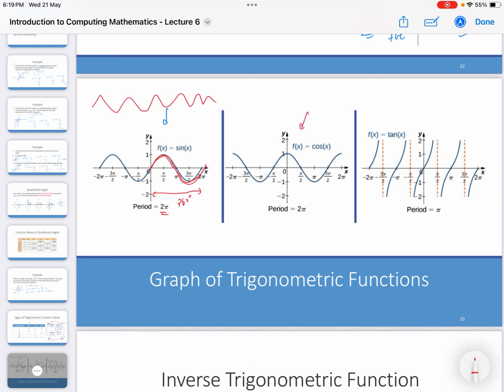And then this one is the function cosine x. We start from 1 here, we go down to pi, which is negative 1, and then we go up to 2 pi, which is 1. Again, the period is 2 pi, one complete rotation.